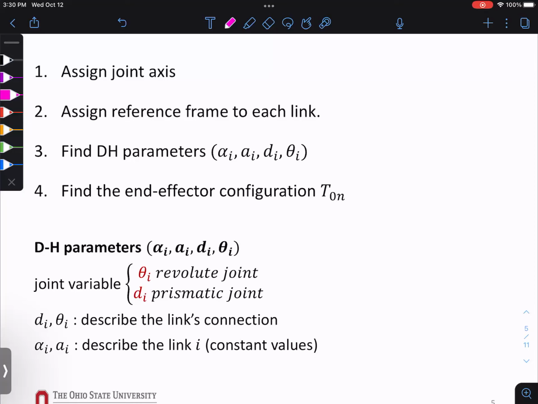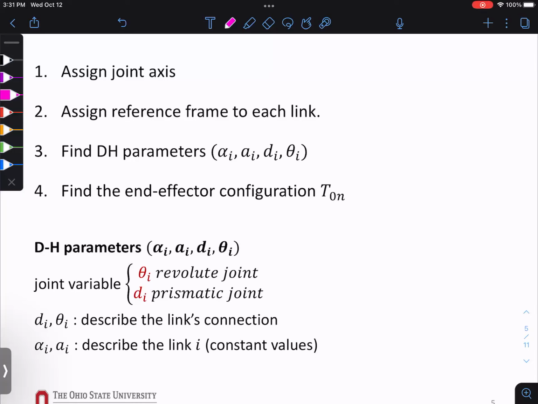Once we have found those parameters, we put them in the table. Basically, we create a table to find all of those for all the joints. Then we find our T0n, which is T01, T12, T23, multiplied all together, becomes T0n. So we do this 4-step process every time we use DH parameters. I think this is an easier method, because once you have your frames assigned, everything is just: read this and put it in the table.